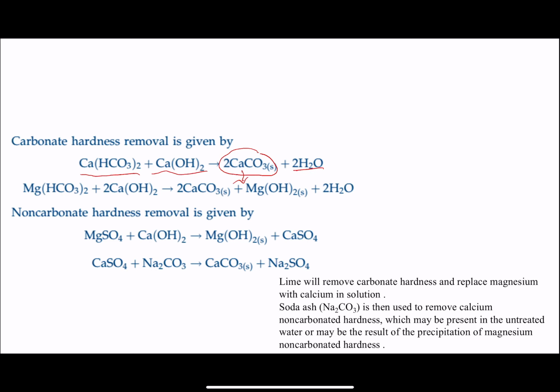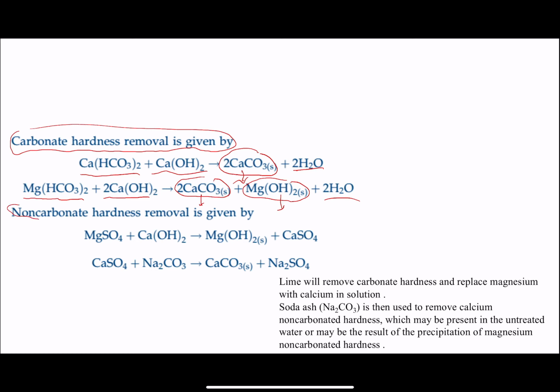And also, it will replace the magnesium with calcium in solution. Let's see. Also, the lime will react with Mg(HCO3)2 to produce another CaCO3 precipitate and another Mg(OH)2 precipitate. So we remove the magnesium here. And of course, H2O at the end. This is the carbonate hardness removal process.